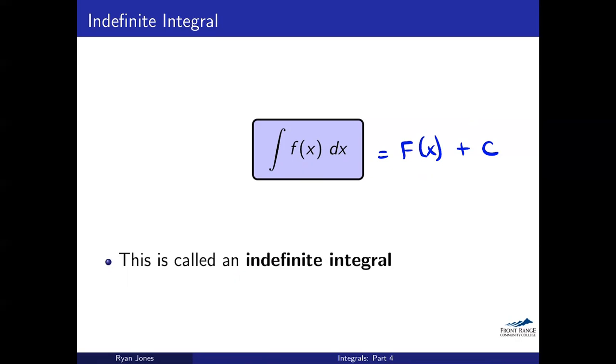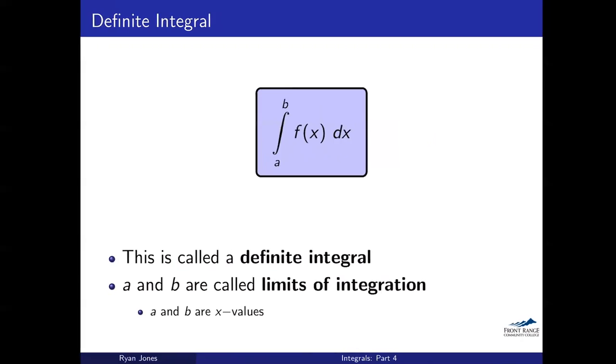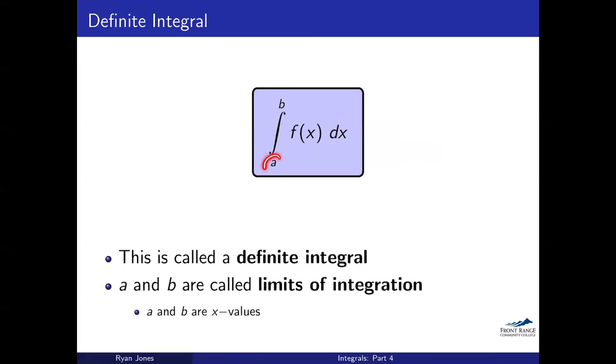We're going to contrast this with a definite integral. When we have a definite integral, we are actually going to get a very specific answer. We won't have this plus c. Let's go ahead and look at that. So a definite integral is going to look very similar to this right here, but what's going to be different is I am going to have limits of integration. And so a and b here, they are constants, they are x values, and they're going to be my limits of integration.